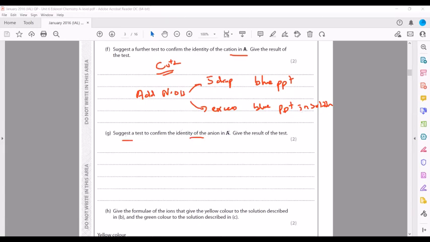Suggest a test to confirm the identity of the anion. So how to test the chloride ion? Add nitric acid. The reason we add nitric acid first is that some carbonate ion might be present in the substance, so it will not give a positive result. So to remove the carbonate ion, first add nitric acid, and that is followed by silver nitrate. And as a result, it will give a white PPT.